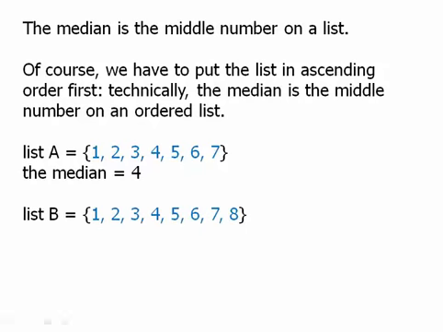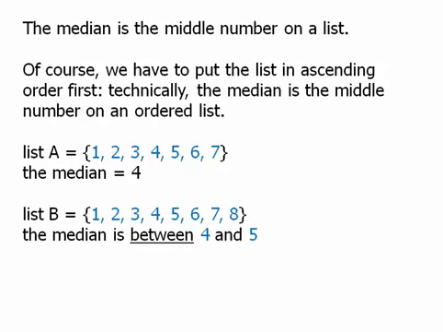Now this list is a little bit interesting because there's an even number of terms on the list, not an odd number, so there's no one number at the middle. At the middle we have these 2 numbers, 4 and 5, and they can't both be the median. So what we do if there's an even number on a list, we average the 2 middle numbers. And so the median is between 4 and 5. We take the average of 4 and 5, which is 4.5. That is the median.